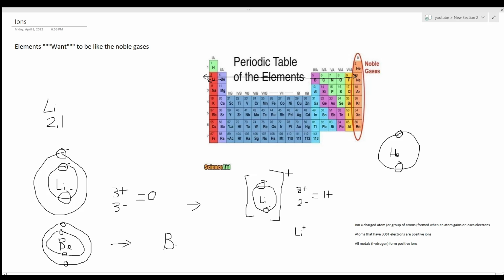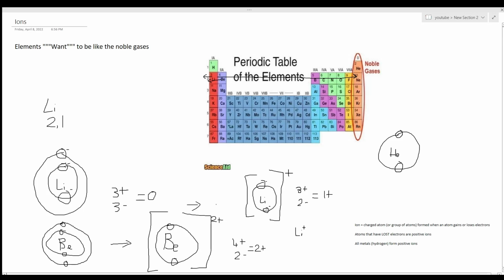So beryllium, it's going to have the outer shell. Now notice we don't draw the empty shell because it's not there anymore. It's not a thing, it's a place. So it's going to have a 2 plus charge. Why is that? Well, it's still got 4 positive protons, but now it only has 2 negative electrons. That gives us a total of 2 plus. So the charge, the positive charge, is the number of electrons that have been lost.